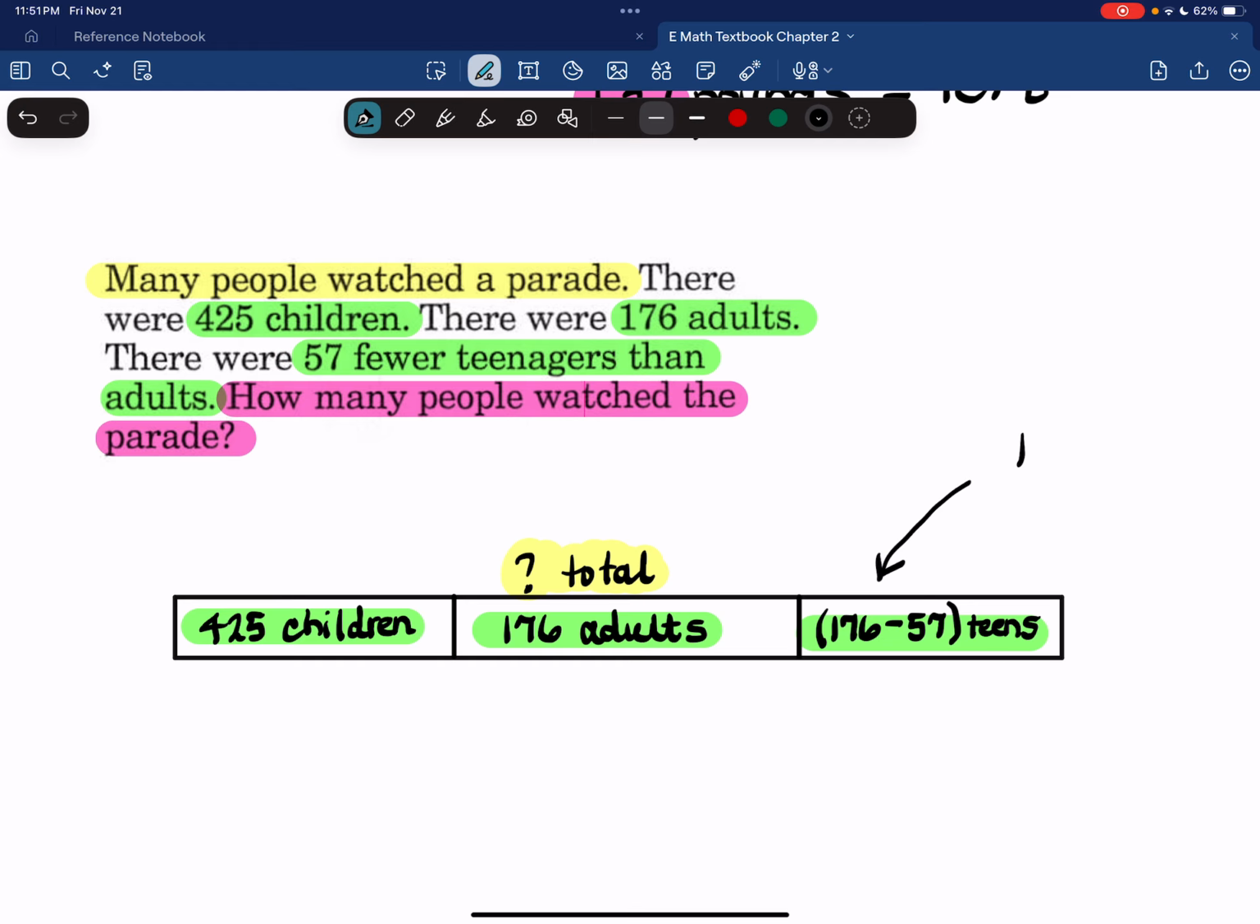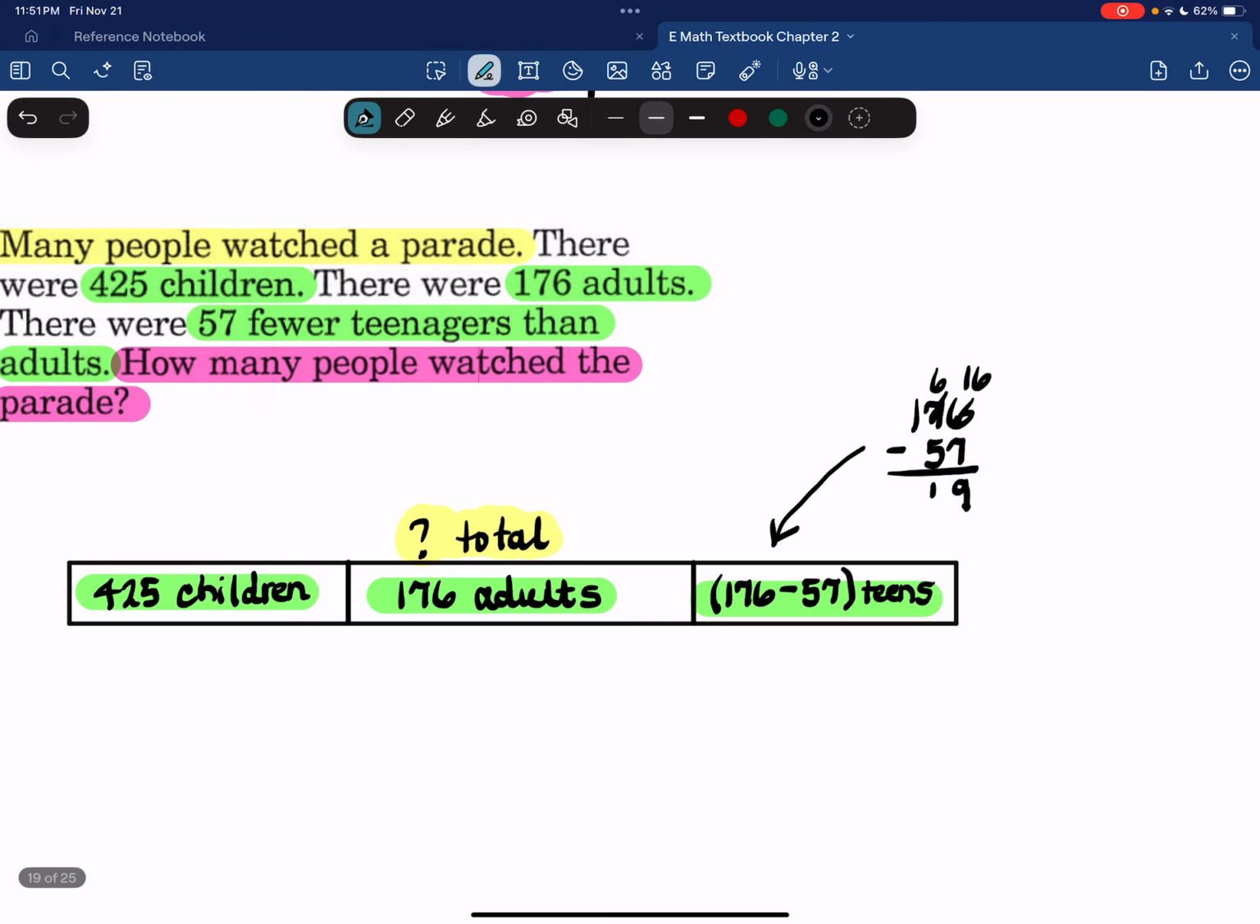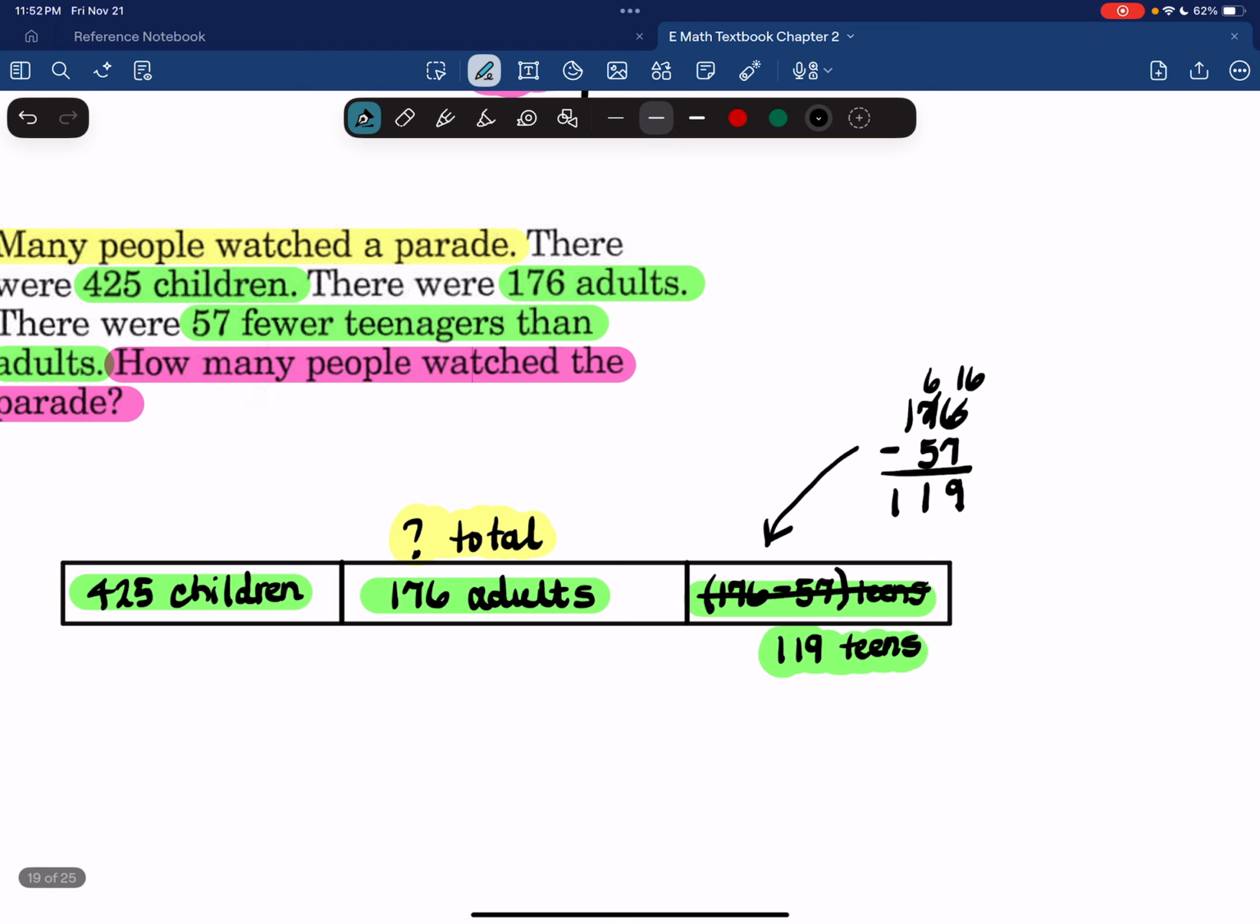I'm going to do 176 minus 57. So I do need to borrow. 16 take away 7 is 9. 6 take away 5 is 1. And 1 comes down. So there are 119 teenagers. Okay. So we don't need that. We've actually found the number.